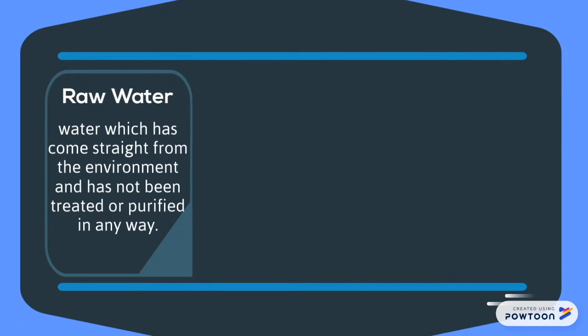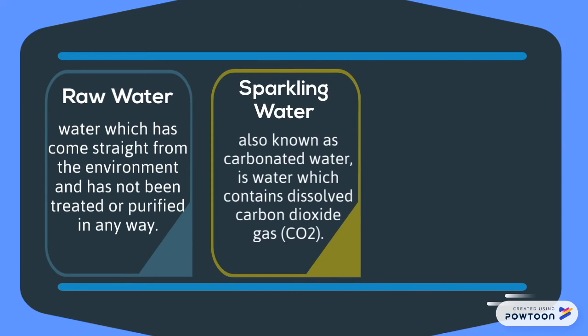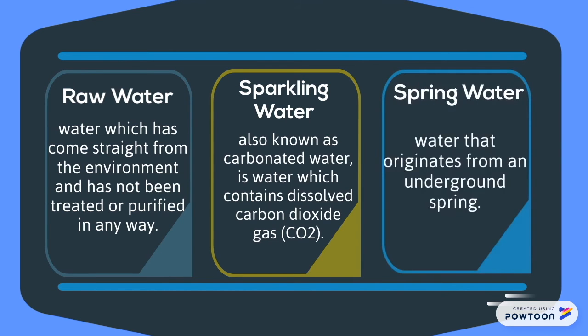Raw water. It is water which has come straight from the environment and has not been treated or purified in any way. While sparkling water, also known as carbonated water, is water which contains dissolved carbon dioxide. And spring water is water that originates from an underground spring.